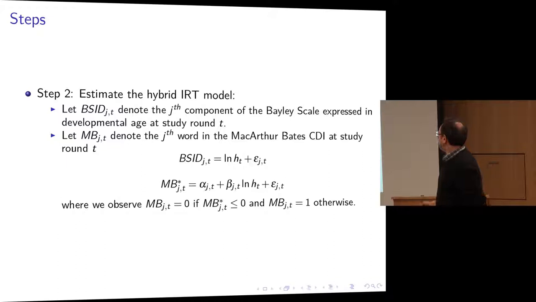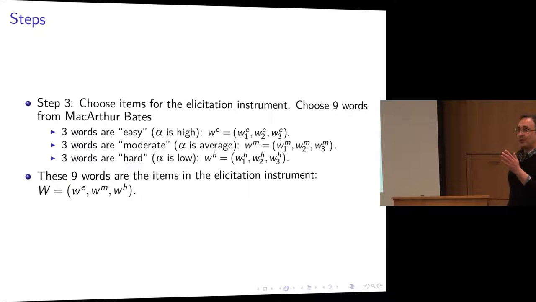MacArthur-Bates, and I'm now going to choose the items for the elicitation instrument. Here's how I'm going to do it. I'm going to choose 9 words from the MacArthur-Bates. Why 9 words? Because the MacArthur-Bates has 100 words. If I asked them 100 words for each one of the 4 scenarios, they would have to give 400 words. Not going to be a good idea if you're running a survey. Okay, so you have to be careful in what you're going to do.